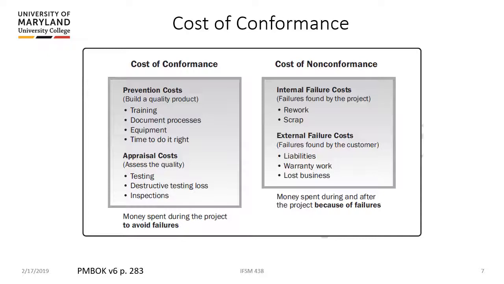So the left side is to prevent failure. The right side is what happens if you don't prevent failure. So it is better to spend your money on the left side of the slide, the cost of conformance, than it is after the fact on the cost of non-conformance.